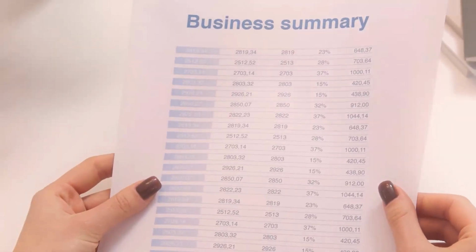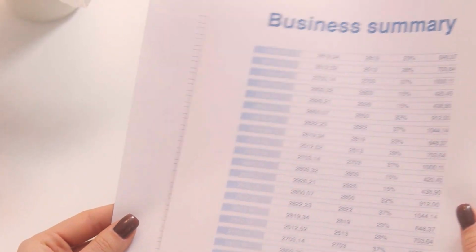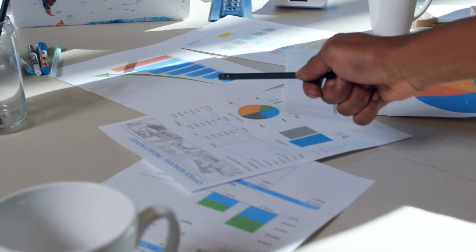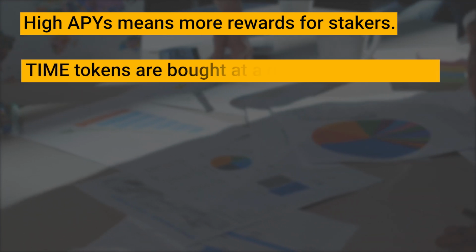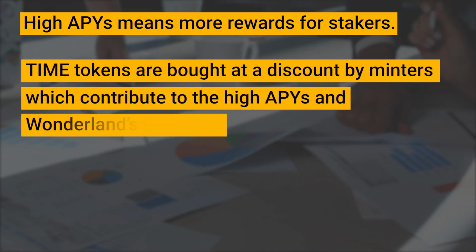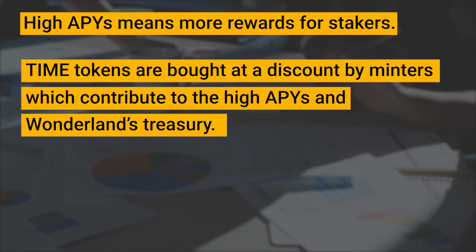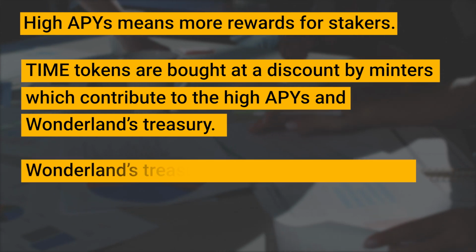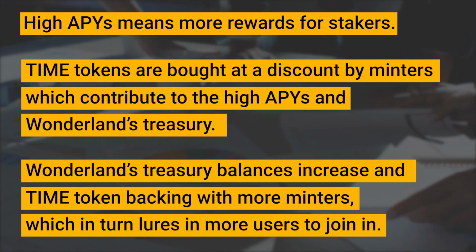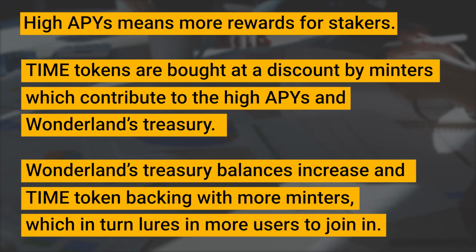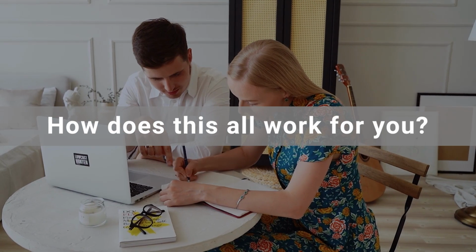In summary, this complex tangle of relationships can be broken down into the following. High APYs means more rewards for stakers. TIME tokens are bought at a discount by minters, which contribute to the high APYs and Wonderland's treasury. Wonderland's treasury balances increase and TIME token backing with more minters, which in turn lures in more users to join in. How does this all work for you?